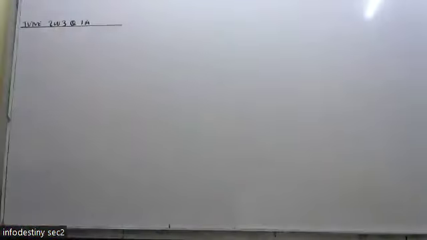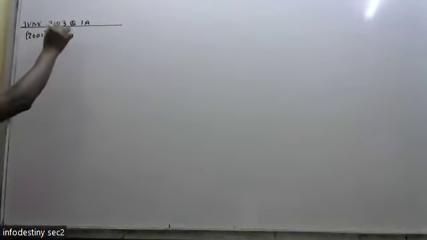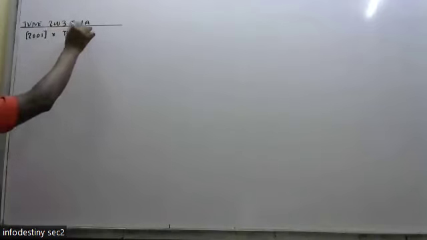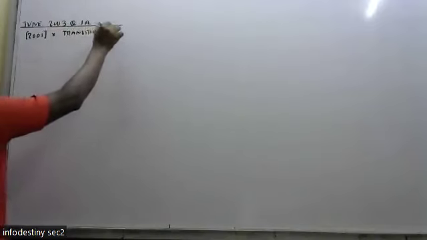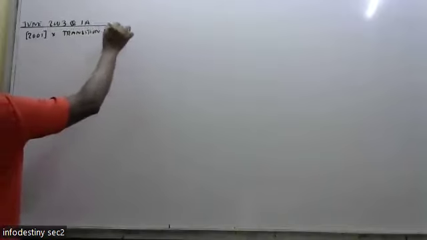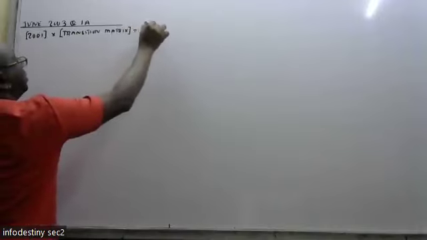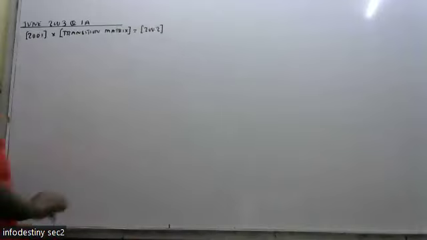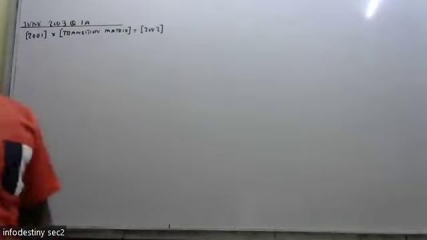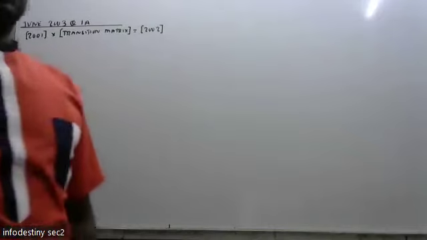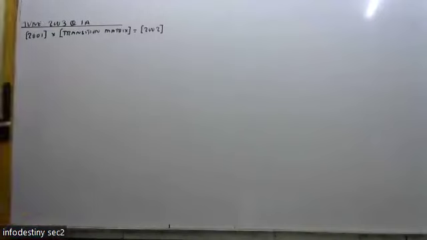Now, in order to handle that, we will say, if you take 2001 and multiply by the transition matrix, it is going to give you 2002.